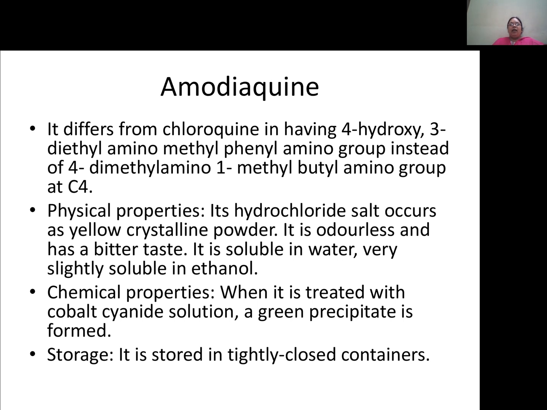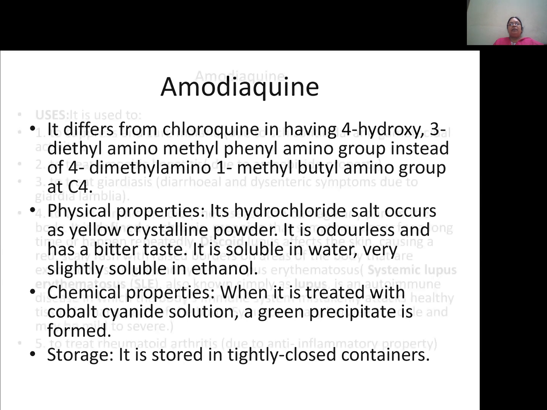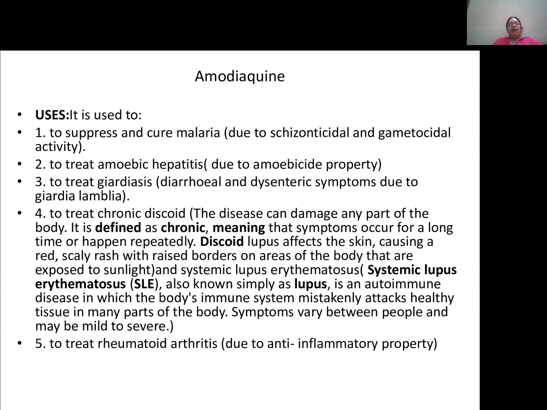Chemical properties: amodiaquine, when treated with cobalt cyanide solution, forms a green precipitate. Storage: it is stored in tightly closed containers. Amodiaquine is used to suppress and cure malaria due to its schizonticidal and gametocidal activity.